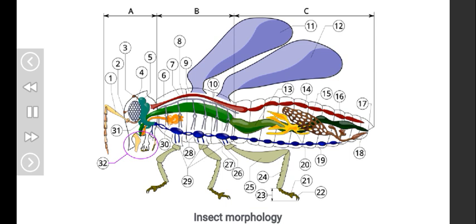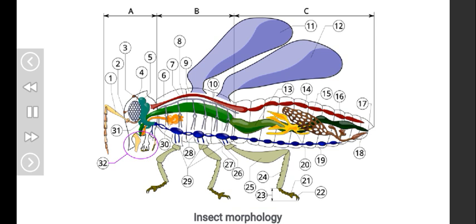9. Mesothorax. 10. Metathorax. 11. Forewing. 12. Hindwing. 13. Midgut, stomach. 14. Dorsal tube, heart. 15. Ovary. 16. Hindgut, intestine, rectum and anus. 17. Anus. 18. Oviduct. 19. Nerve cord, abdominal ganglia. 20. Malpighian tubes. 21. Tarsal pads.